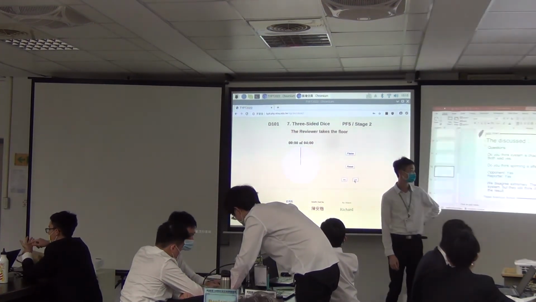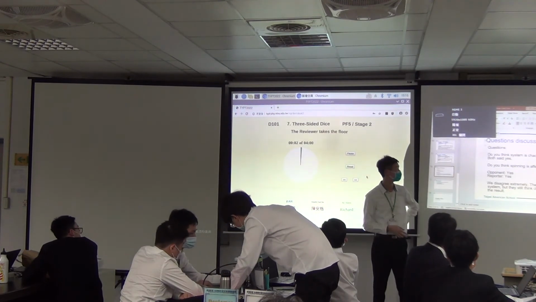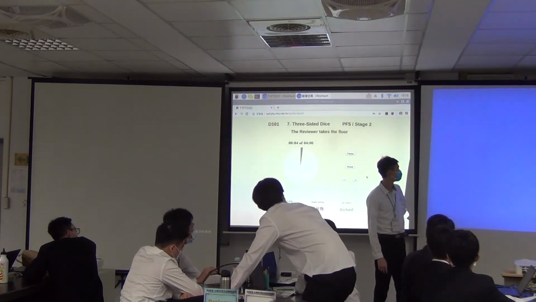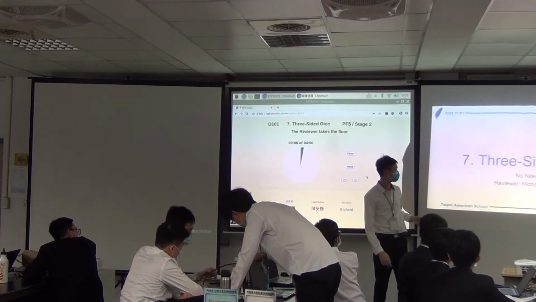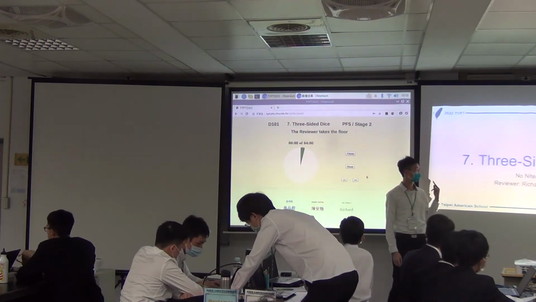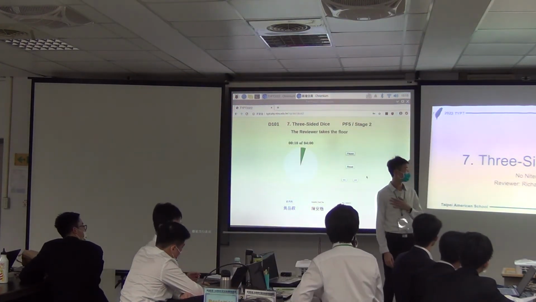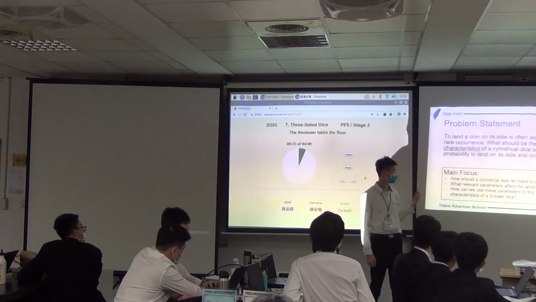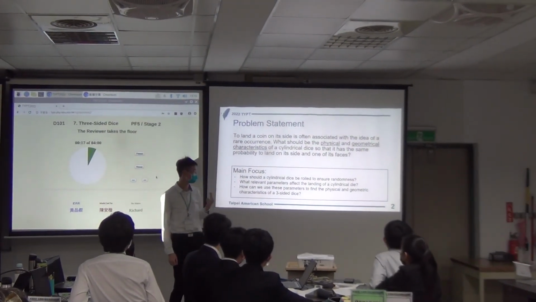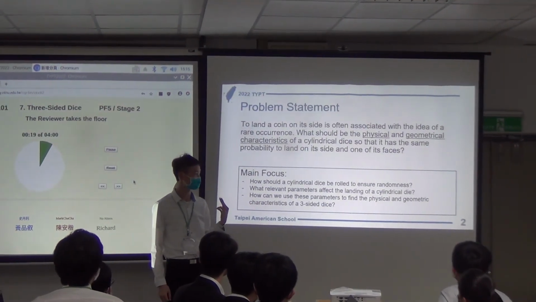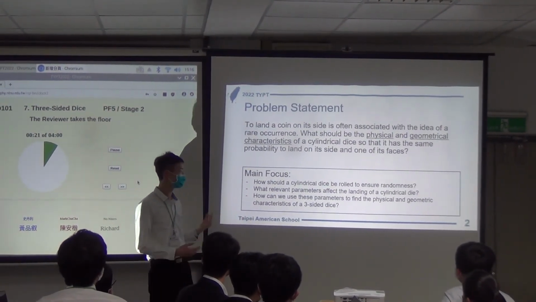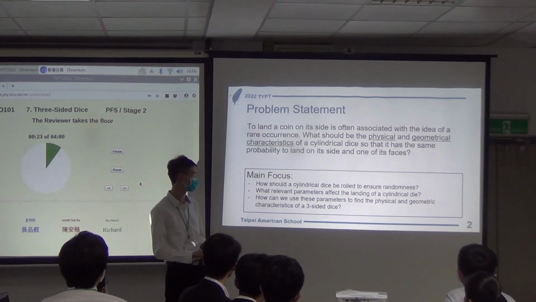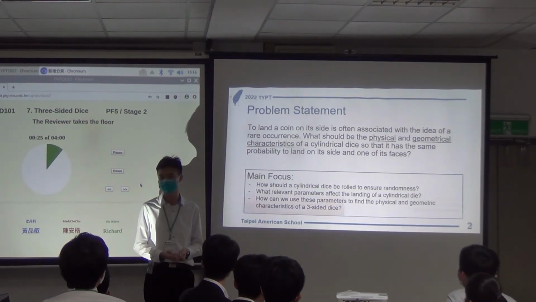Okay, review it as well. I'm reviewing the number 7, three-sided dice. So here's the problem statement. Our main focus should be: how should cylindrical dice be rolled to ensure randomness? What relevant parameters affect the landing of a cylindrical die? And how can we use these parameters to find the physical and geometric characteristics of a three-sided die?